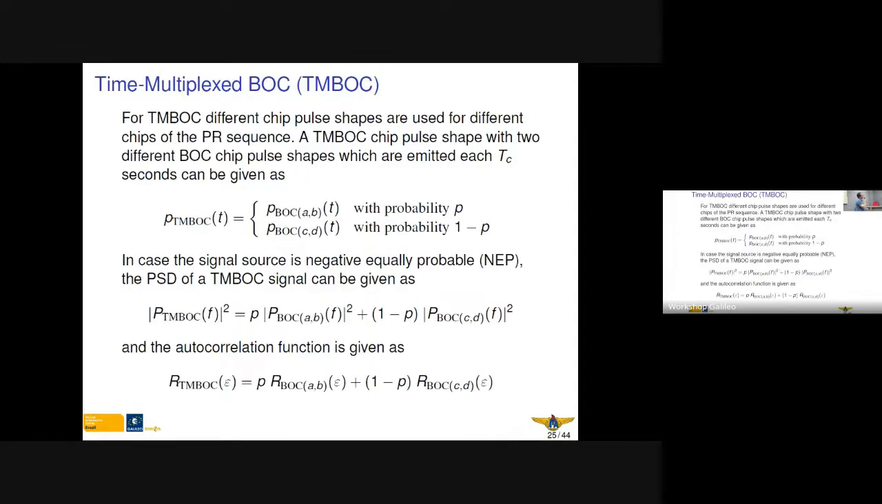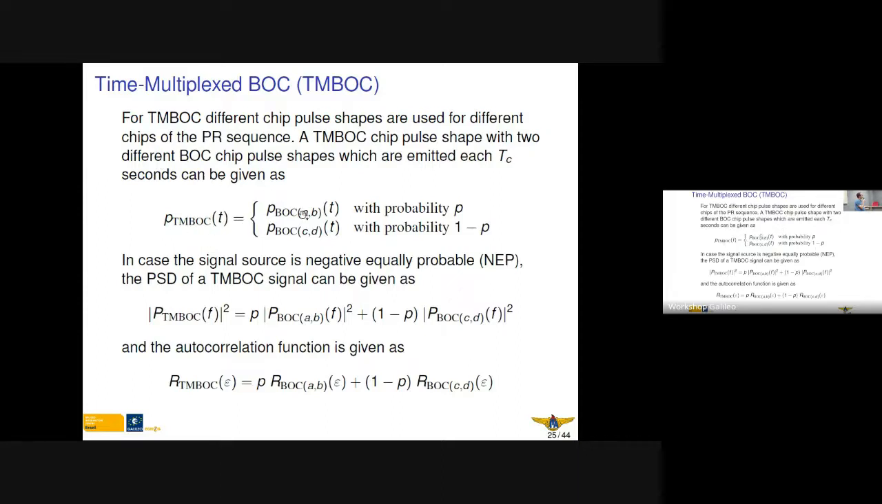On the other hand, we can also use time multiplexed BOC signals. For time multiplexed BOC, we use different pulse shapes for different chips of the PRN sequence. So not all the chips of the PRN sequence use the same chip pulse shape. We vary the shape. A time multiplexed BOC signal with two different BOC chip shapes, emitted each duration of the chip, can be given by this formulation.